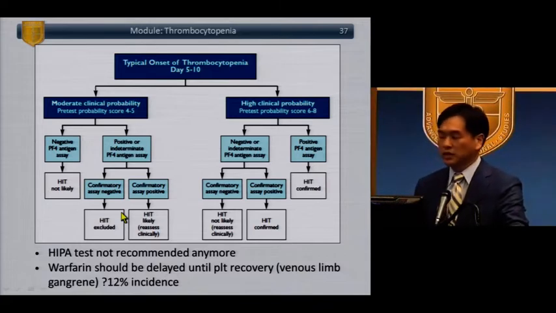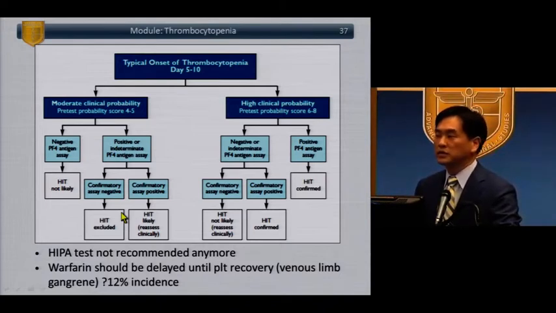Okay, there used to be a whole old heparin-induced platelet aggregation test. That's too many false positives and false negatives, so it's not recommended anymore.